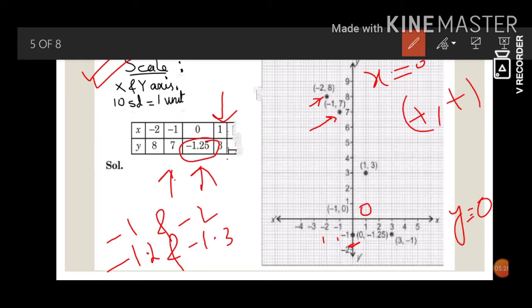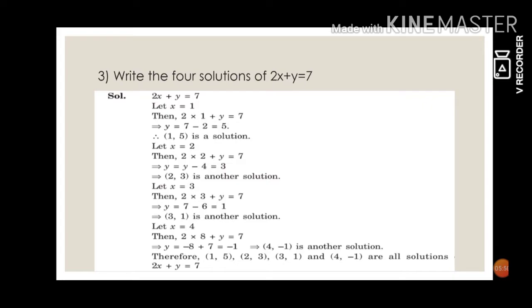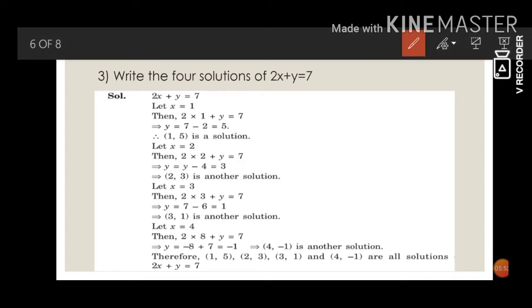So the value of x is plus, so we will move towards the right-hand side of our origin, and then the value of y is again plus, so we will move towards the top. So our point is located over here. This is how we will plot points, like the following 4 points that are given in the question. Now question number 3, we have to show the four solutions for the equation.